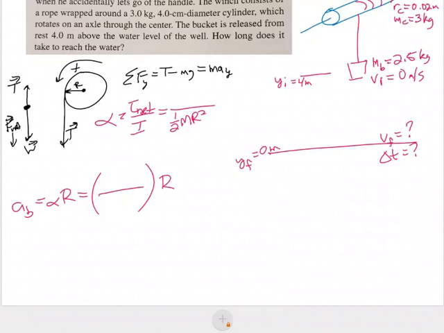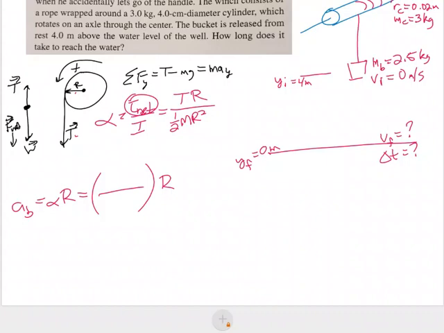So what is the torque? R perpendicular, R times T. So torque net here is nothing more than R times T. And then you can solve for T from the sum of the forces. Or do we already have a tension? No, that's it right there.